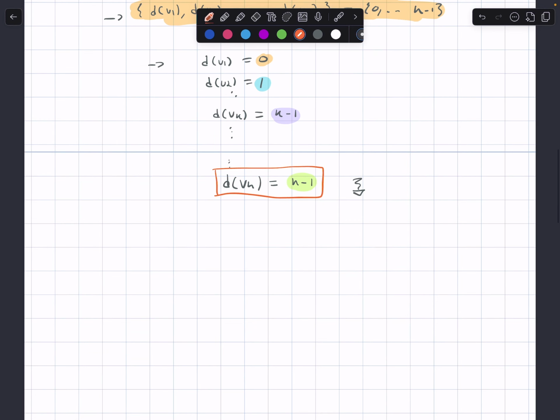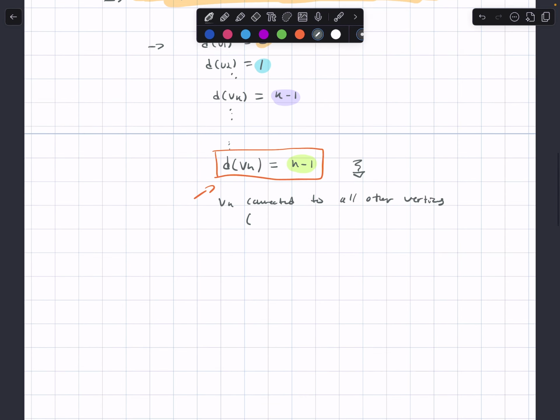This means the fact that the degree of Vn has maximal degree n minus 1, that means that Vn is connected to all other vertices. Or we would say it's neighbors with.